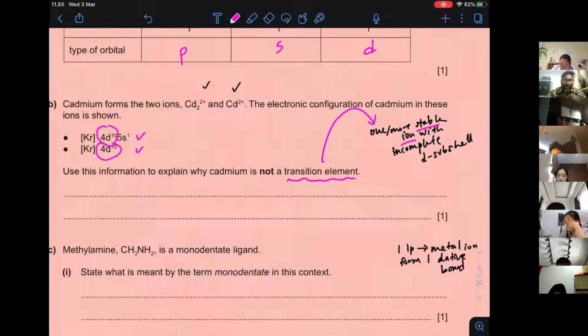So this cadmium is not a transition element because the D subshells are complete for both of the ions. Or if you want to use this approach, you say that cadmium is not a transition element because it doesn't form one or more stable ions with incomplete D subshell. So different ways of answering.